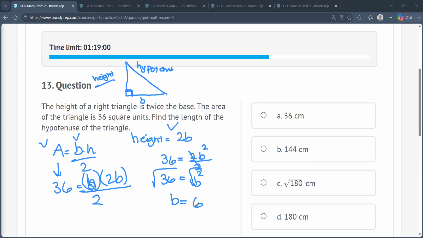So if my base is 6, can we find the height? Yes. So this length is 6. Can we find the height? Yes, because the height is 2 times the base, so 2 times 6, which is 12. Okay, so now if you want to draw this right triangle with the side lengths, that's perfectly fine. So this is going to be 6, and then this is going to be 12, and I don't know the hypotenuse, so I'll call it c for right now.